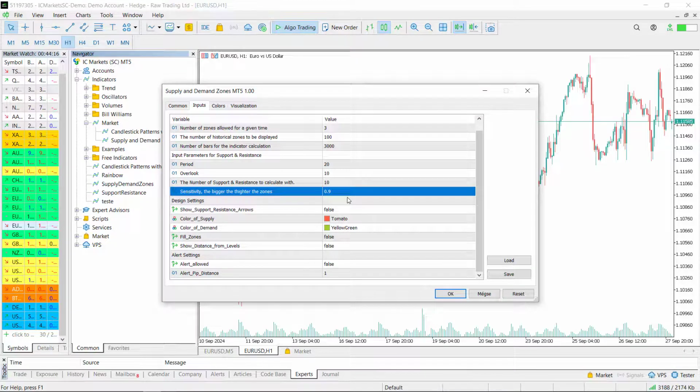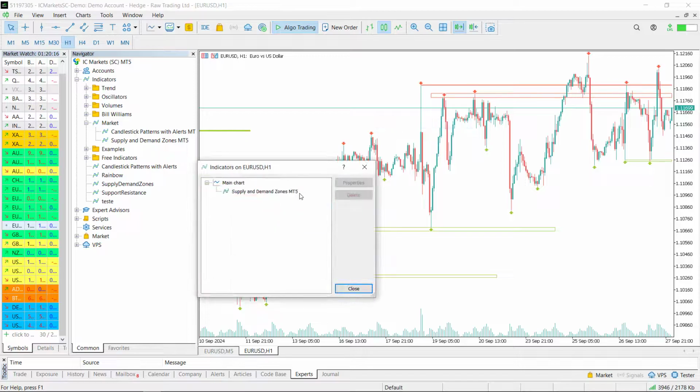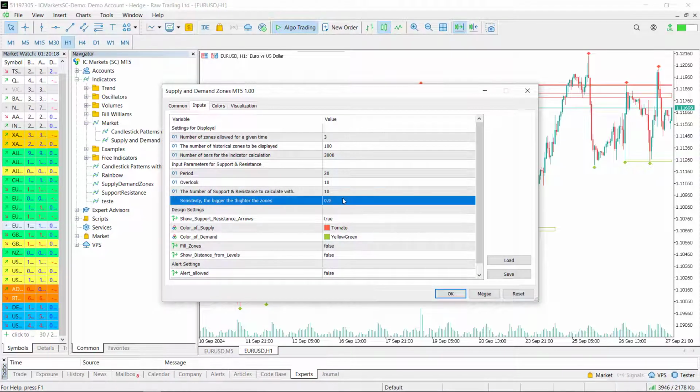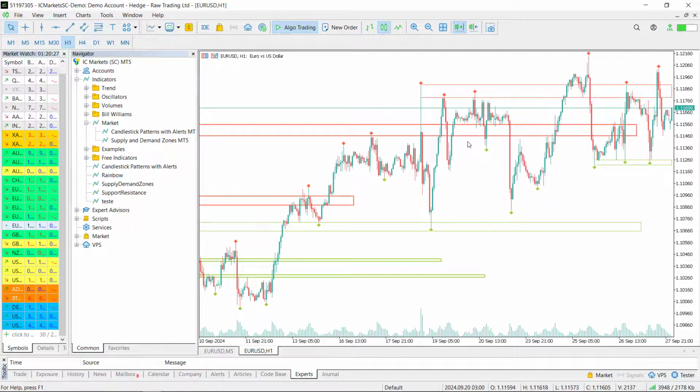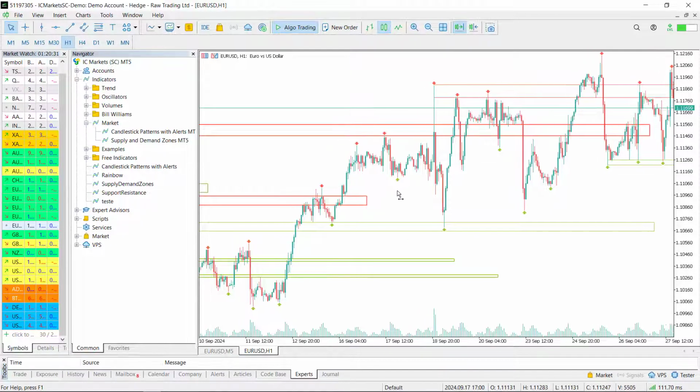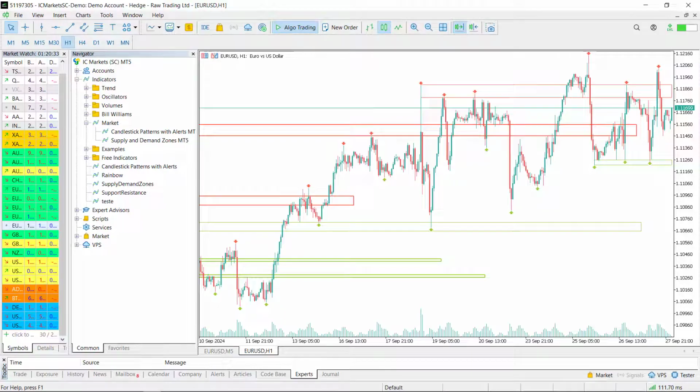The sensitivity determines how strict or relaxed the zones are. The higher the sensitivity, the closer the two levels must be to form a zone. If you want stricter zones, set this value higher, but for wider zones, set it closer to 0. The allowed input interval for this parameter is between 0 and 1.